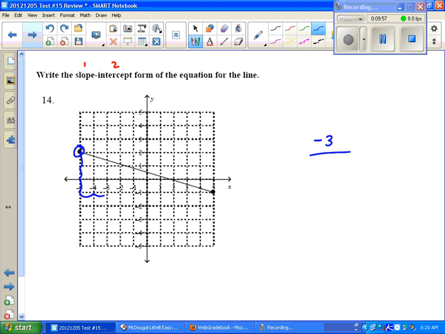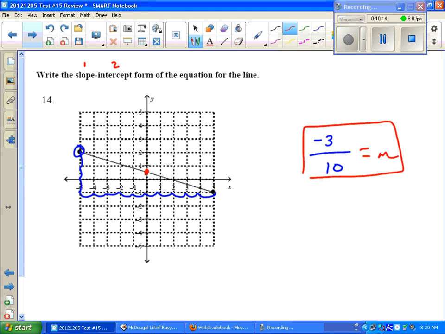And to the right, 1, 2, 3, 4, 5, 6, 7, 8, 9, 10. To the right 10 times. There's no number that goes into both 3 and 10 evenly, so our slope will remain as negative 3 over 10. Now your y-intercept is this point right here.